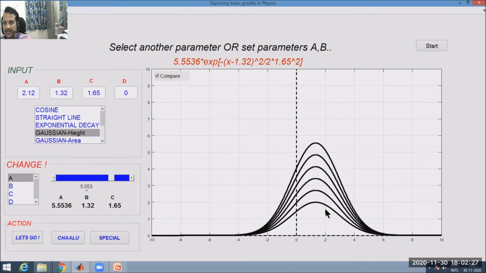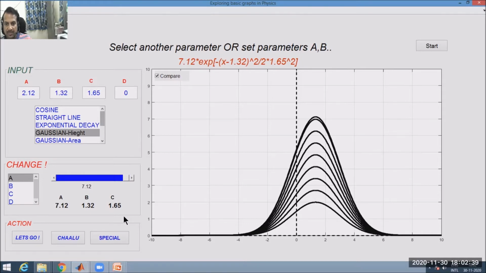As we have increased the parameter here, the Gaussian is increasing in its height. You can see the value of the function at each x is also changing. When you say height is increasing, it implies that also. And all the way up to 7.12 allowed by our simulation. So the parameter A results in a change in the height of the function.